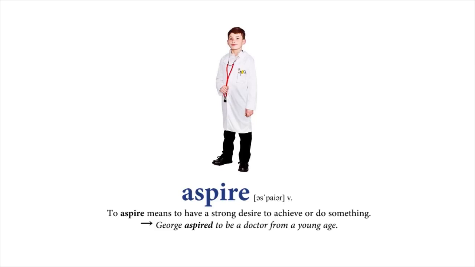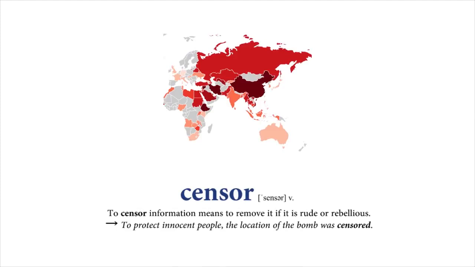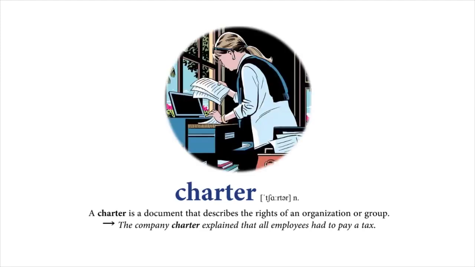Aspire. To aspire means to have a strong desire to achieve or do something. George aspired to be a doctor from a young age. Censor. To censor information means to remove it if it is rude or rebellious. To protect innocent people, the location of the bomb was censored. Charter. A charter is a document that describes the rights of an organization or group. The company charter explained that all employees had to pay a tax.